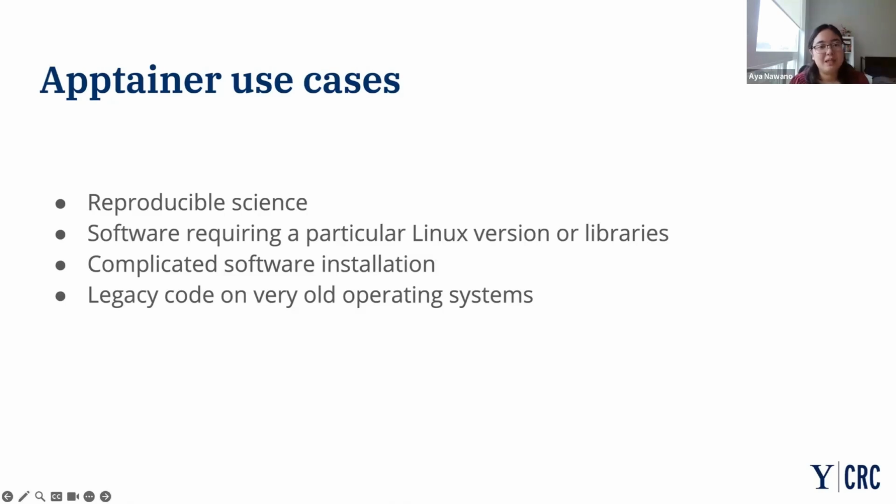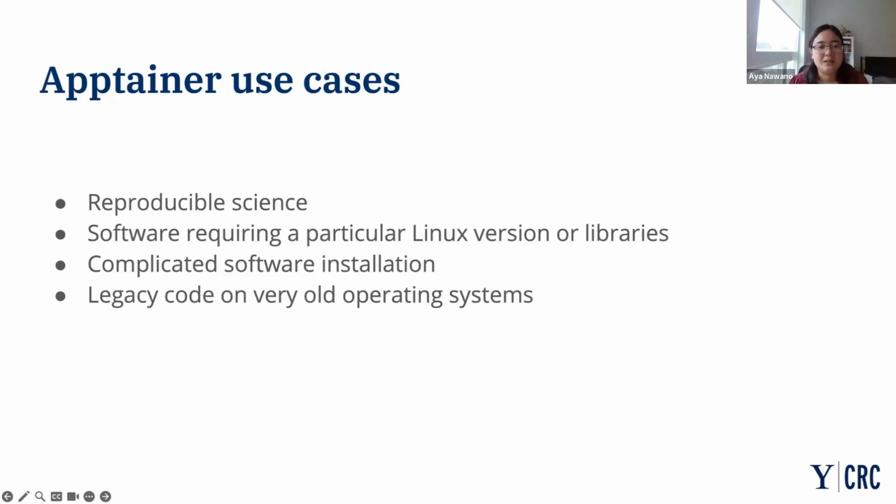Secondly, software requiring a particular environment. YCRC HPC clusters currently run on the RHEL 8 operating system, but some applications require different Linux distributions, such as Ubuntu, or specific versions. By installing such applications in a container with the specific operating system, they can still run on our clusters while preserving the intended application environment and libraries within the container.